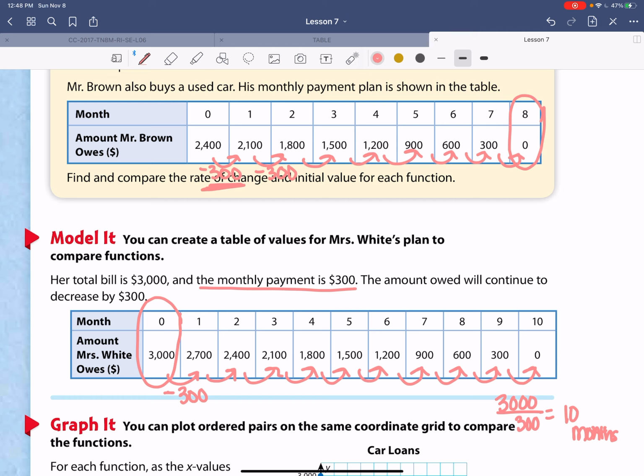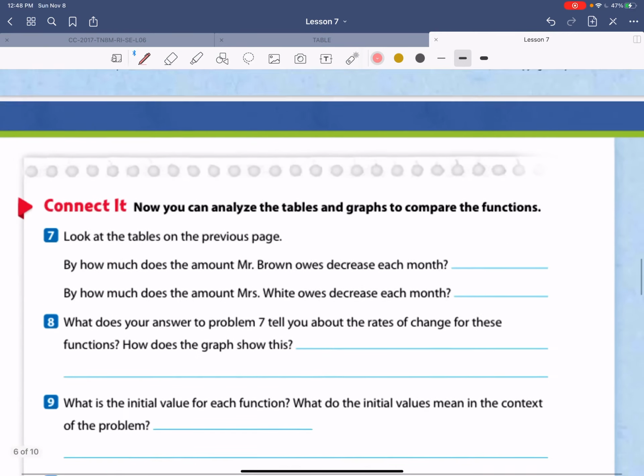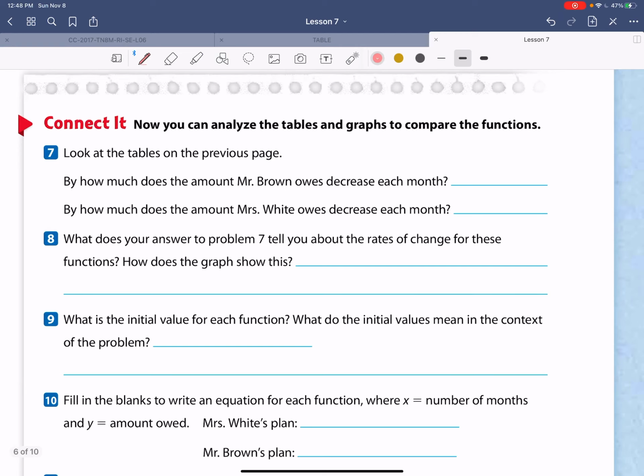But of course, Mr. Brown's going to pay his car off quicker because his car was cheaper to begin with. Okay, so how much does his amount owed decrease each month? $300. How much for Mrs. White? $300 as well. They already told us that.